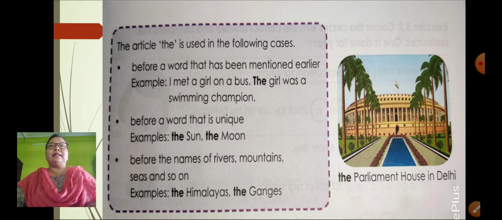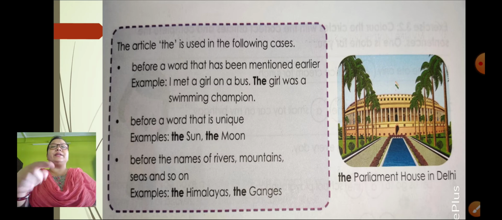Before a word that is unique. Example: the sun, the moon. Before the names of rivers, mountains, seas, and so on. Example: the Himalayas, the Ganga. The is the definite article used to point out a noun. We use the when a person, place, animal, or thing is mentioned a second time.